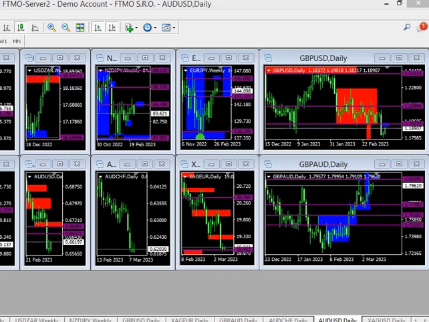So let us trade together. Let us grow together. For today, we are going to do an analysis on the Australian dollar against the Swiss franc, where we have a bearish opportunity. So welcome again to our weekly session. Let's go ahead and look at the pair.